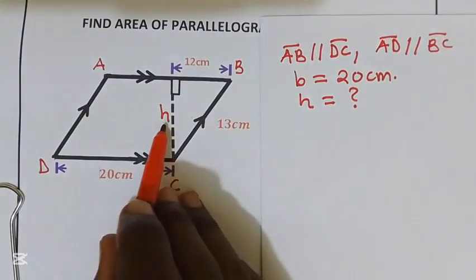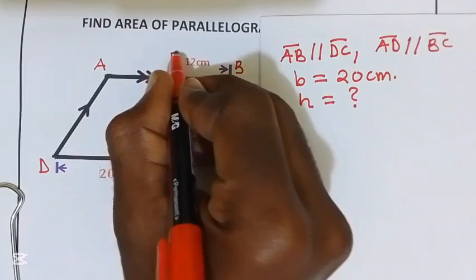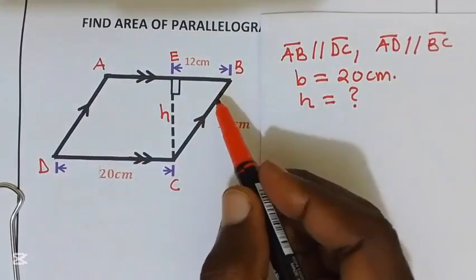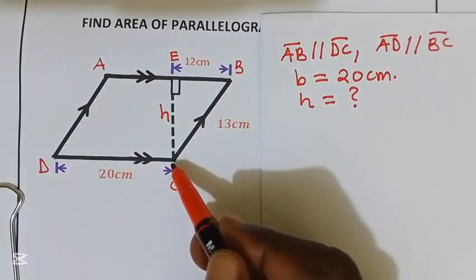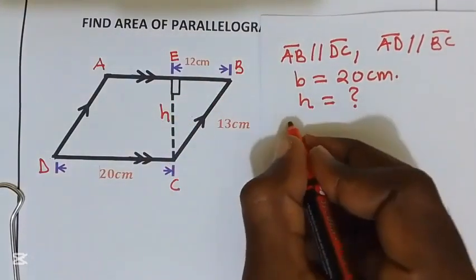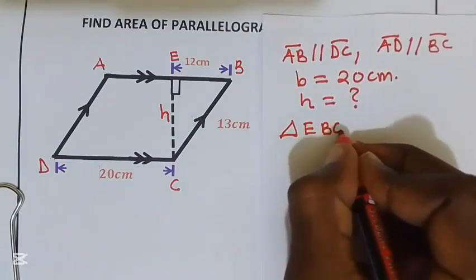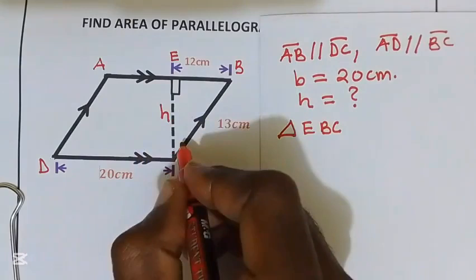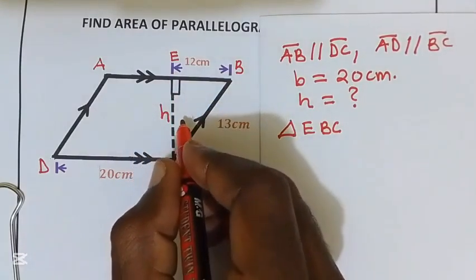How are we going to find the height? Let us call this point as point E. I'm going to use triangle EBC to get the height, because it is a right-angled triangle and it will obey Pythagoras theorem.